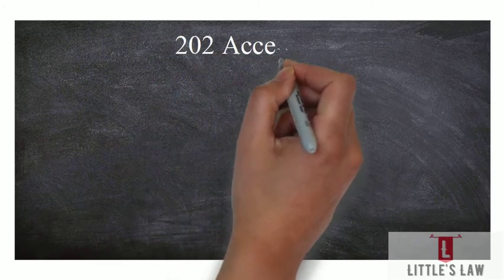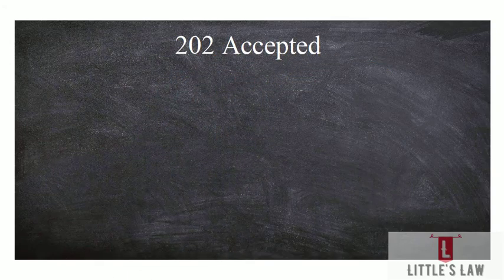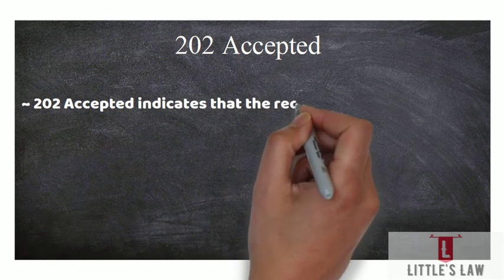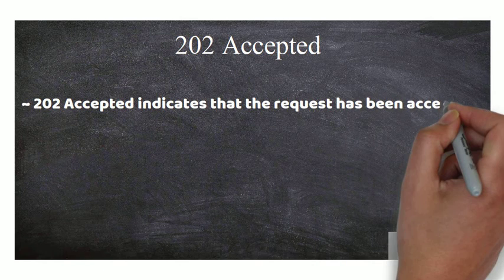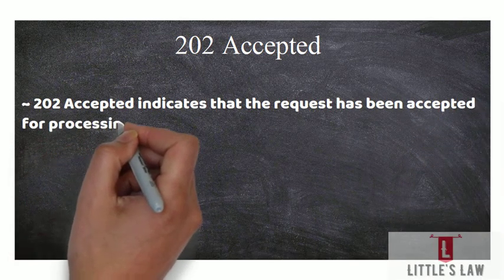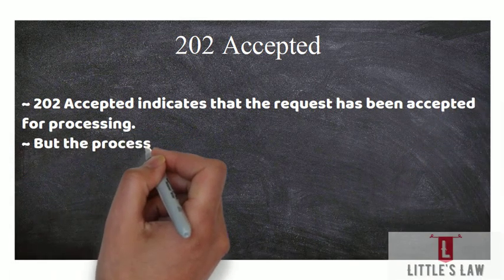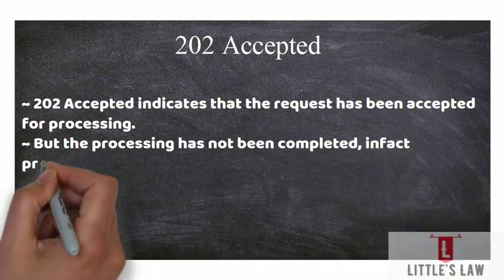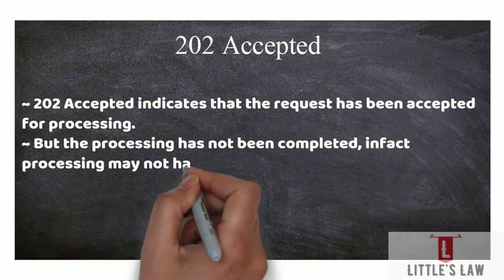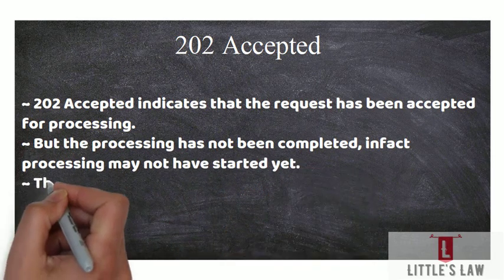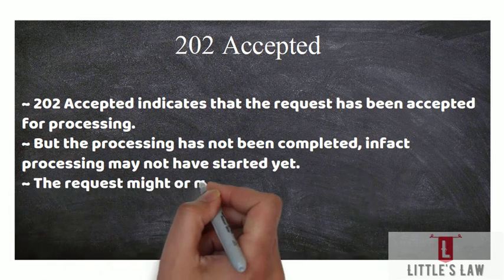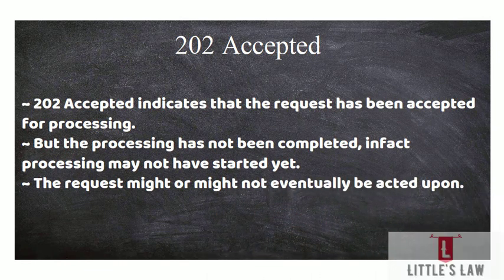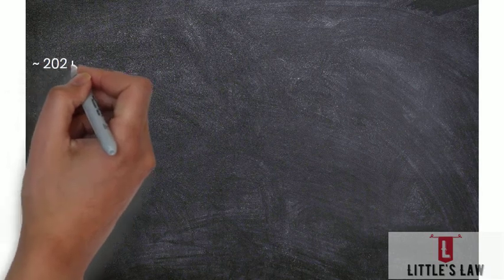The third response code is 202 Accepted. The 202 Accepted response status code indicates that the request has been accepted for processing, but the processing has not been completed. In fact, processing may not have started yet. The request might or might not eventually be acted upon, as it might be disallowed when processing actually takes place.